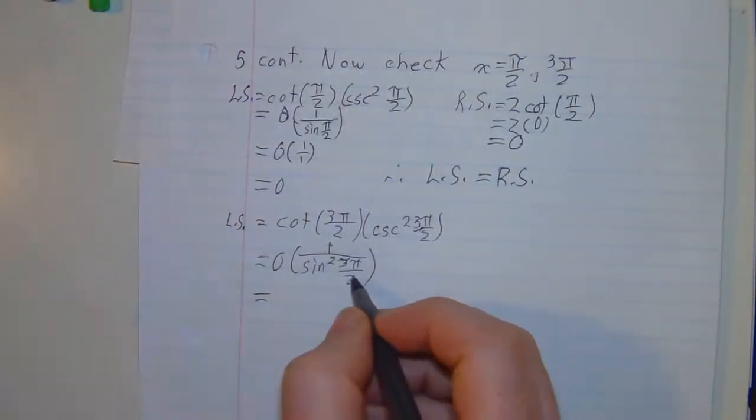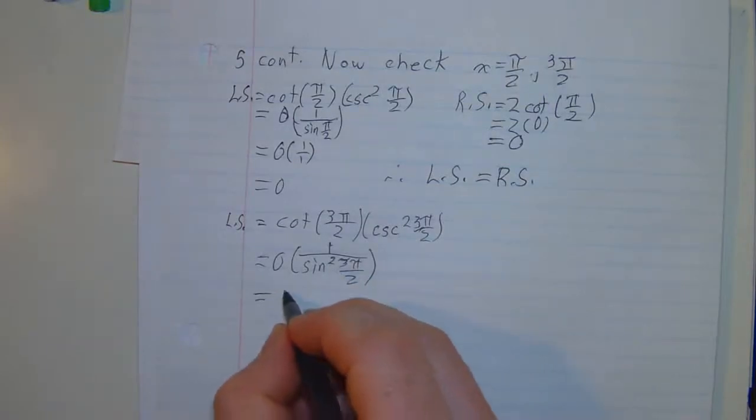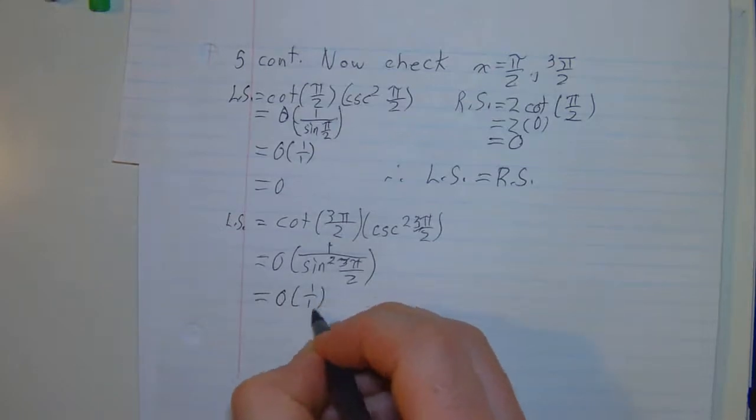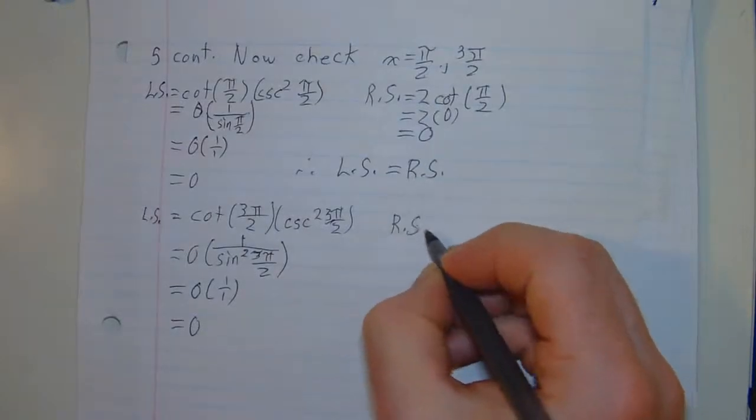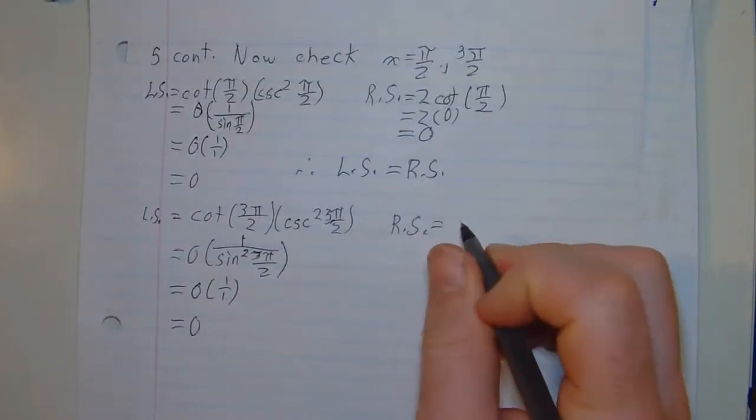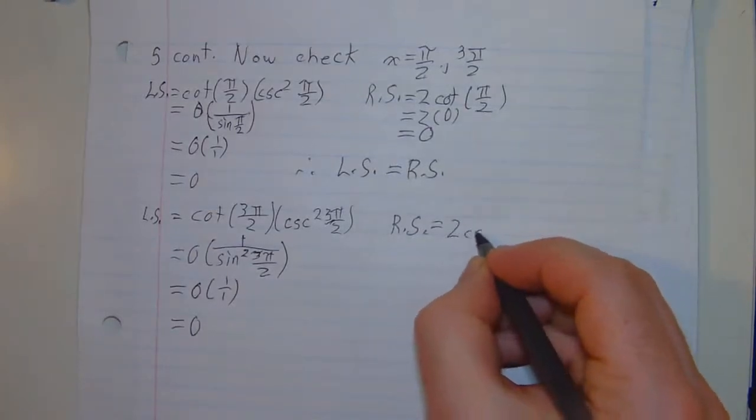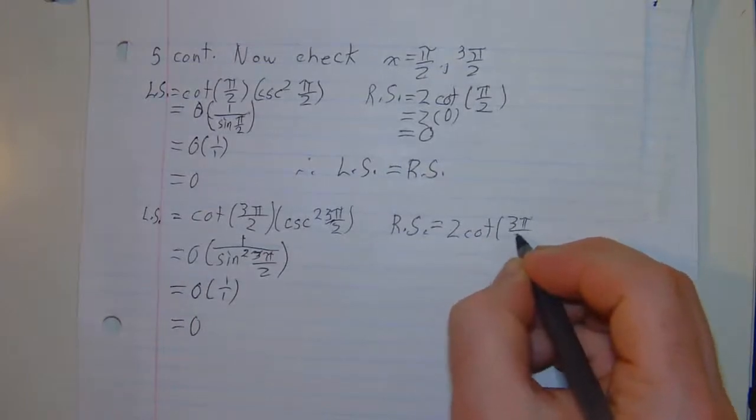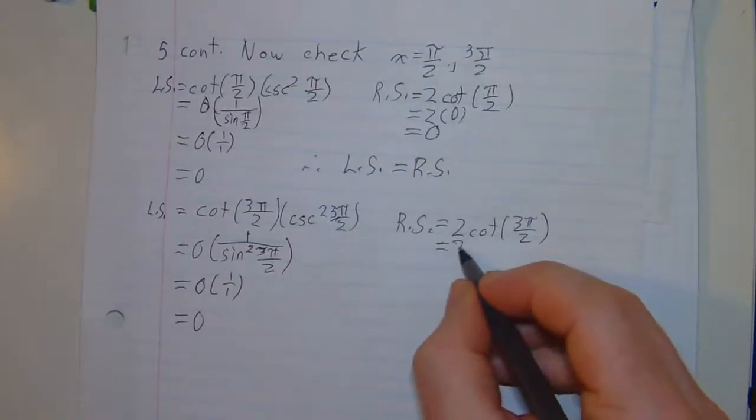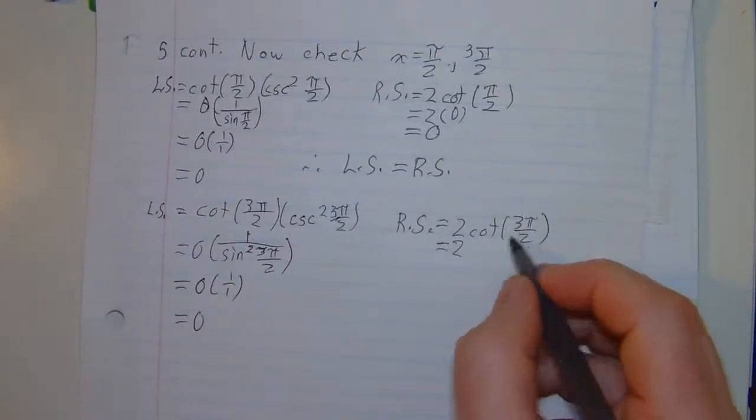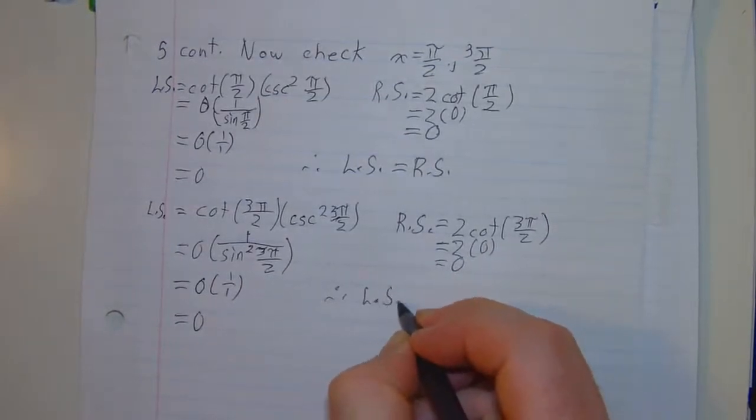And sine of 3 pi by 2 is -1. Negative 1 squared is 1, so this is 0 times 1 over 1, which is, of course, just 0. And then on the right side, we have 2 times cotangent 3 pi by 2. And that is 2 times 0, which is 0. Therefore, left side equals right side.